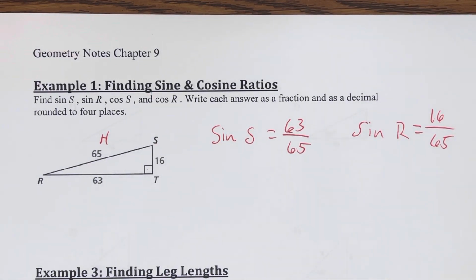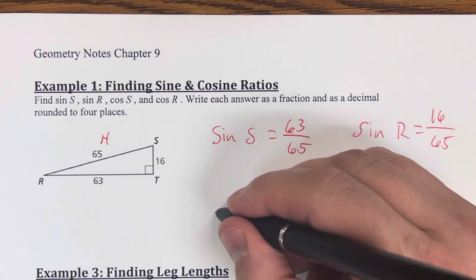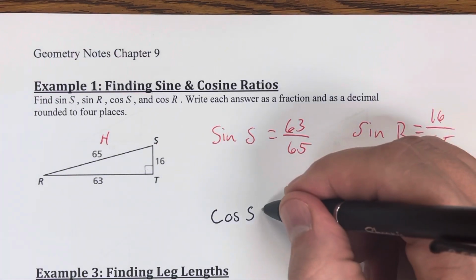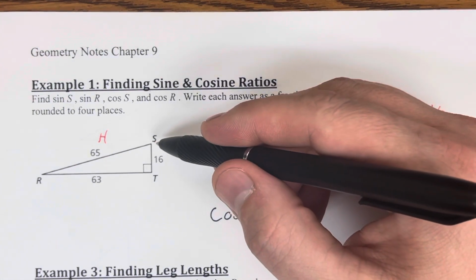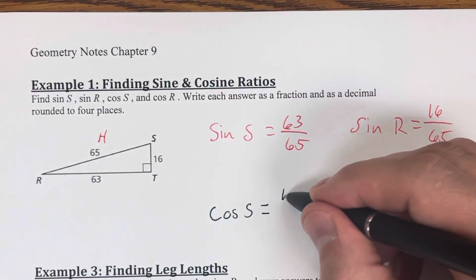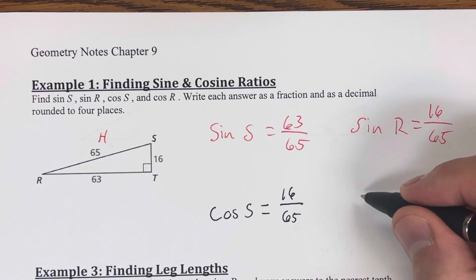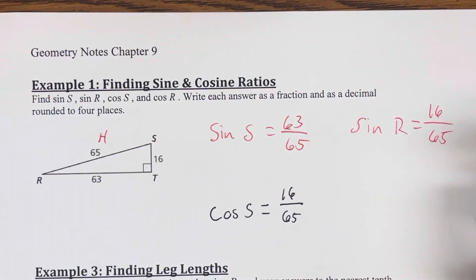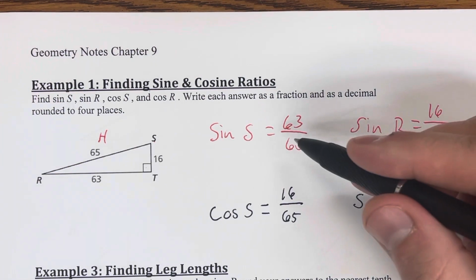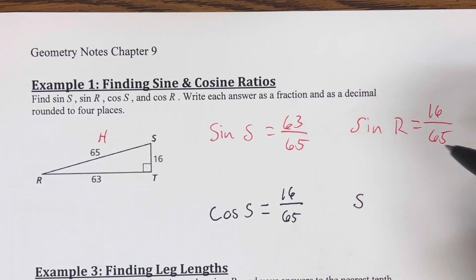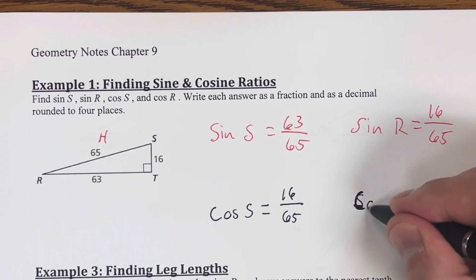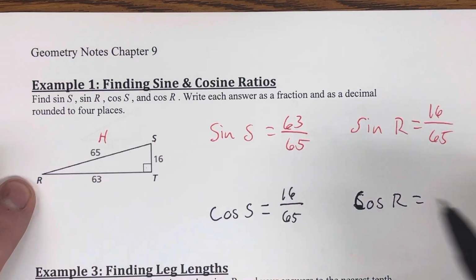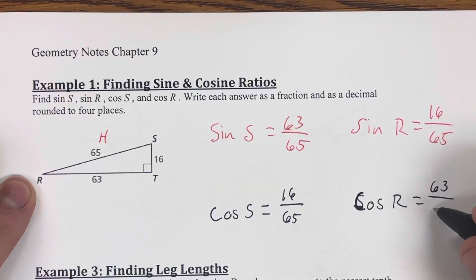Now for the next one, I'm supposed to do cosine of S. So cosine of S. So I think cosine, CAH, equals adjacent over hypotenuse. So from S here, the adjacent piece is 16 over 65. I still have to do cosine of R. So I did sine of S, sine of R, cosine of S. I still need to do cosine of R. Couldn't remember which one I hadn't done yet. Cosine of R. So now when I look from R, CAH, adjacent, 63 over the hypotenuse, 65.